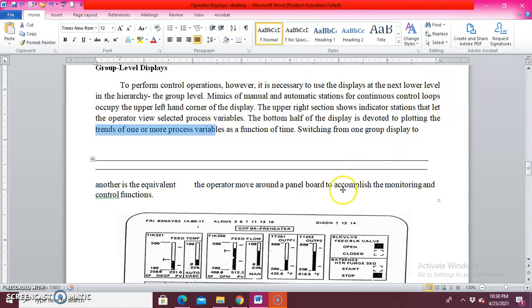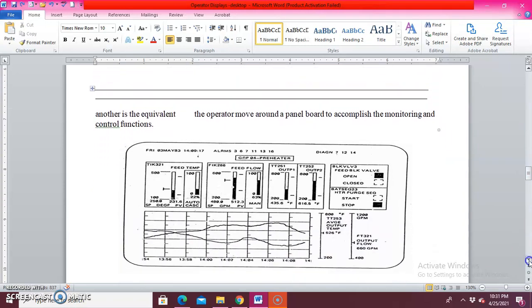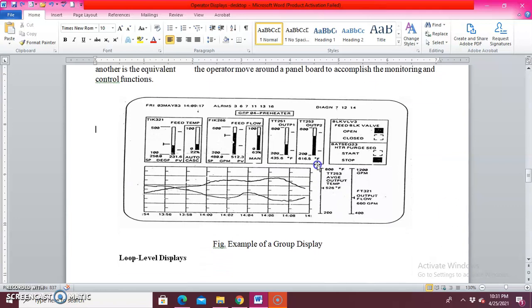This will give you a group display from the operator panel board to accomplish monitoring and controlling functions. Here this particular diagram will give you the feed temperature, feed flow, then outputs, then block values. This particular group display is like a chart as well as bar graphs. So this is how your group display looks.